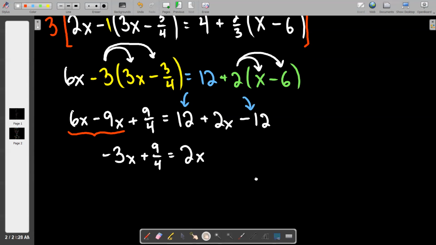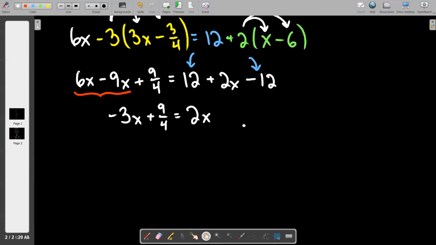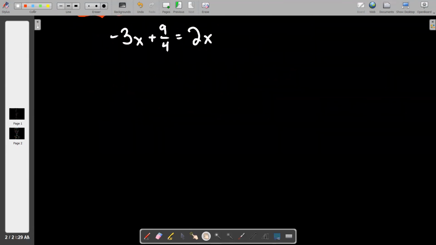And now it's time to fraction kill. So we've done 1, 2, 3 steps, and now we actually have to solve the equation. So what are we going to multiply by? 4. Very good. So let's multiply the whole equation by 4. What are the 3 answers going to be now? What's my equation going to say?